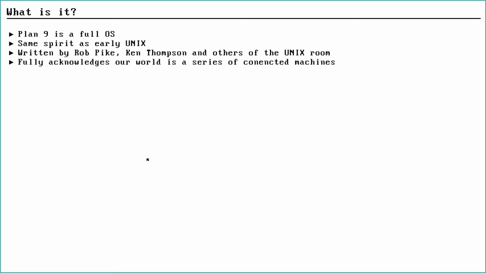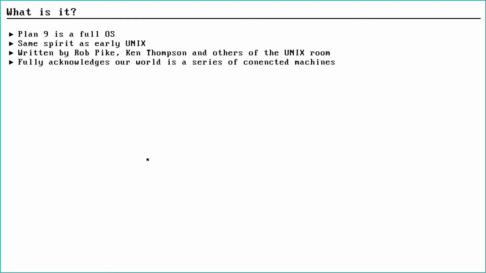A lot of the design is in the same spirit as early Unix. Not necessarily Unix-like, I would say, with how Unix is interpreted these days, but a lot of the design and motivation was a descendant of the original Unix philosophy of programs communicating in composable pieces. Plan 9 itself was written by Rob Pike and Ken Thompson and other members of the Unix room, Phil Winterbottom, Tom Duff, and so on.